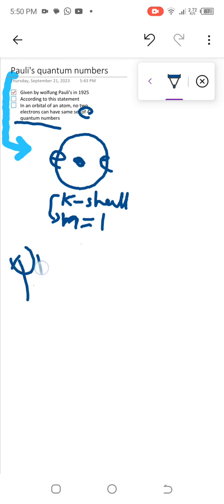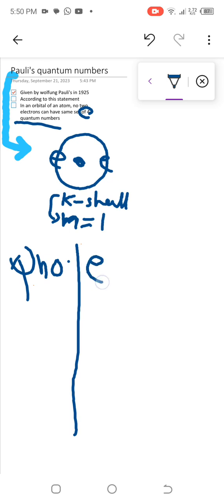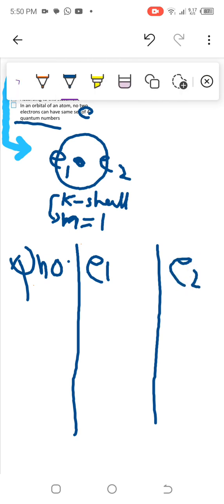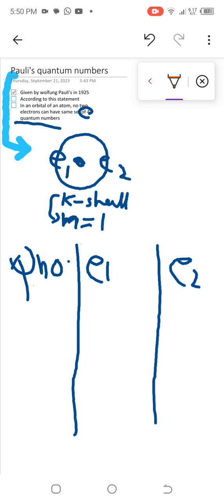Suppose we talk about the quantum numbers, we make a table. Here we write the quantum number, then electron 1 and electron 2. First of all, we have n, l, m, and s. These are the four quantum numbers: principal, azimuthal, magnetic, and spin. After that, here I took this one shell.